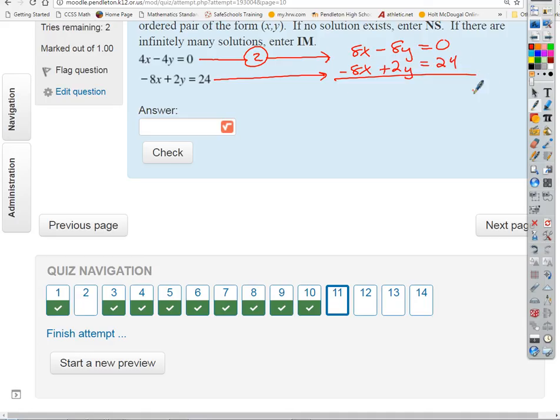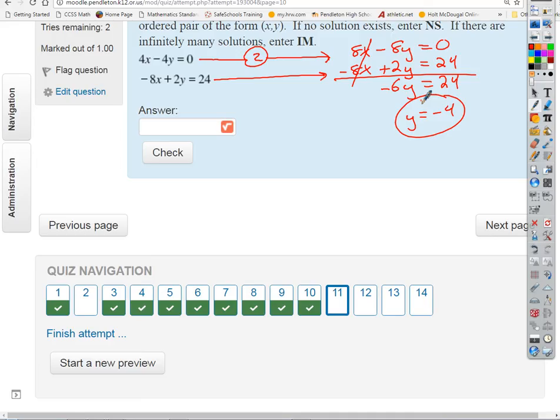When I add these up, what am I going to get? What about the x's? They cancel, right? They add to 0. Negative 8y plus 2y, and 0 plus 24. So then I get negative 6y equals 24, so what's y? If I divide both sides by -6, I get y equals -4.